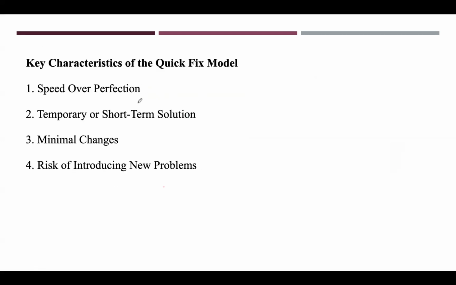Coming to the key characteristics of the quick fix model, first one is speed over perfection. The goal is to quickly resolve urgent issues that affect the functionality or stability of the software. For example, fixing a security vulnerability, system crashes, or a critical bug that impacts users. Second one is temporary or short term solution. In many cases, quick fixes are seen as temporary measures. They may address the immediate issue but are not intended to provide a long term solution. This could be due to time constraints or the need for a more thorough solution later.